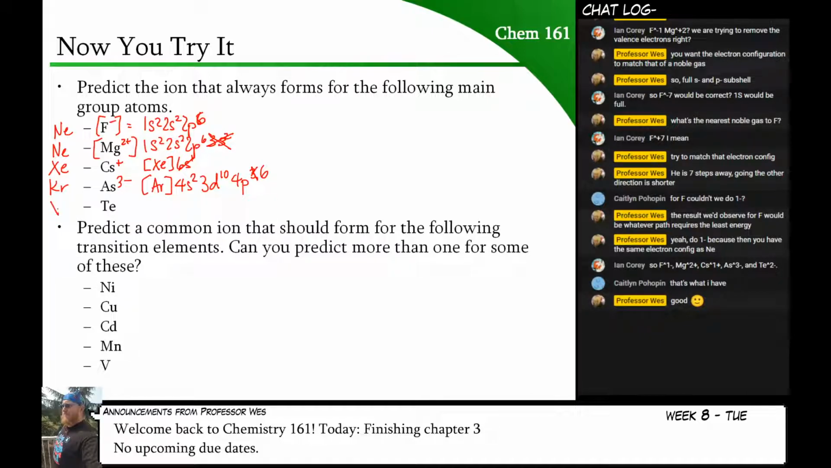So tellurium's nearest noble gas is xenon. And that looks like this. To get it to have an octet there, to match the noble gas configuration of xenon, we would have to give it 2 electrons. So there you go.